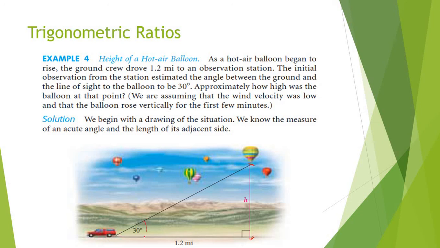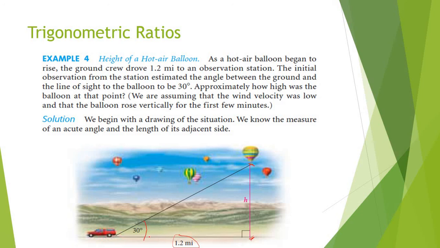Of the line of sight is 30 degrees. So we have been given different values, for example sine of 30 degrees, and the distance from the ground of the balloon to the car is 1.2 miles. Then we are going to determine the height of the balloon. So how are you going to do this?